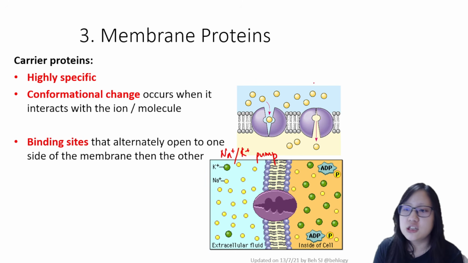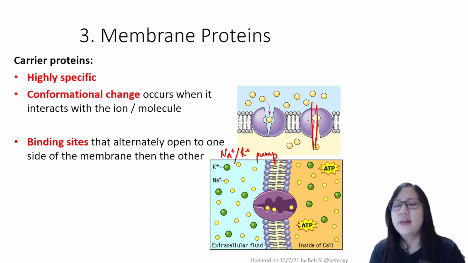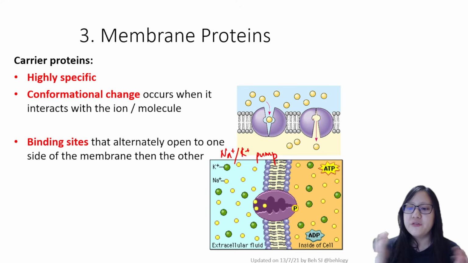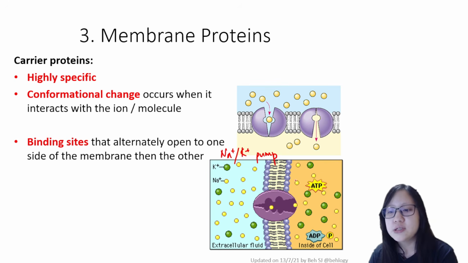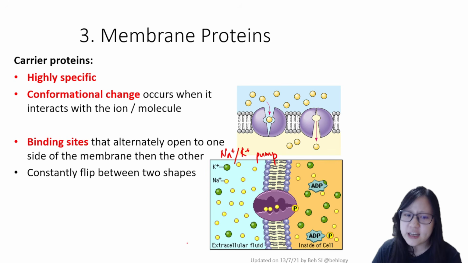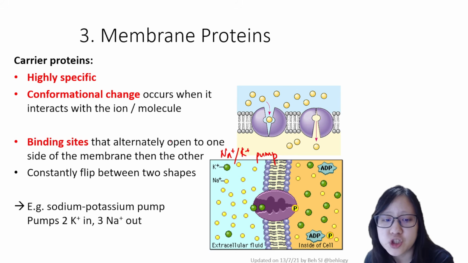So it's not like a channel protein where there's a straight hole that goes right through it, right? It kind of flips between 2 conformations. It opens on one side, then it opens on the other. And they will constantly flip between 2 shapes.